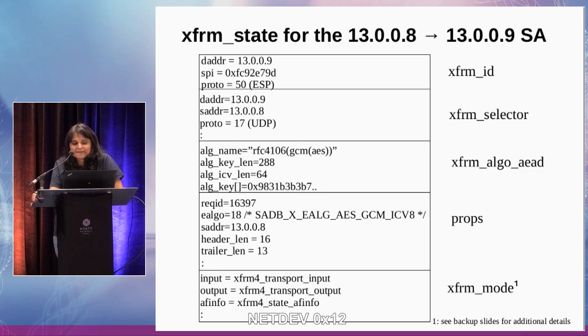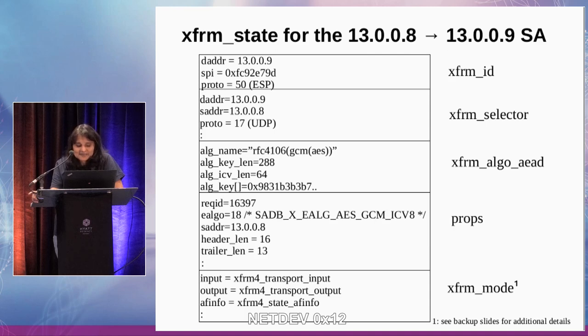So you see the SPI in the ID part. You see the selector, which was the last line in ip xfrm. You see that over there. You see the algorithm. You see the key also over there. And there are additional properties, bookkeeping stuff, that the kernel has to track for the algorithm. And then there are function pointers on how to process this next, which is the XFRM mode. Now, one note here is this is a highly simplified picture. There are actually three different XFRM modes, and I will not go into the details of that, but if you download my slide deck, you'll find that in the backup slides.